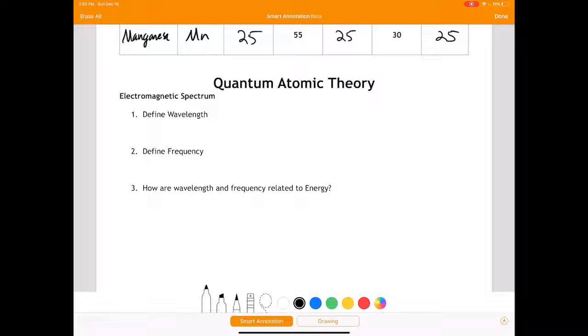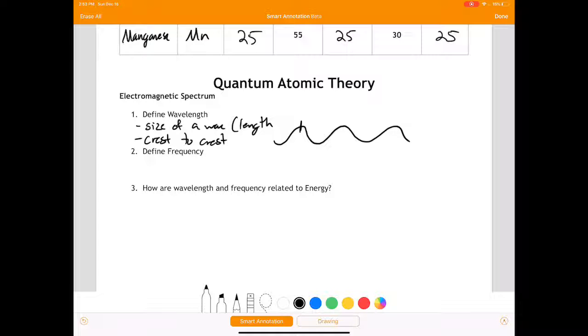Okay, let's talk about the electromagnetic spectrum. Wavelength is the size of a wave in length, measured crest to crest. So if we have a wave that looks like this, or whatever a wave looks like, and you measure it from the same point, you're going to get your wavelength. You could also measure it from trough to trough. You could measure it from the middle of the wave to the middle of the wave. They should all be the same length, but typically you just go crest to crest. So wavelength is how long a wave is, the length of a wave.